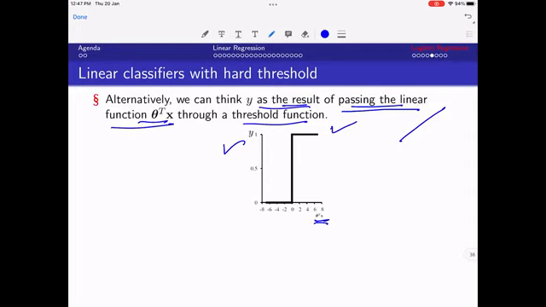So this is called a threshold function. If the argument is more than 0, where 0 is the threshold, y will be 1. Before 0, for argument values below 0, y will basically be 0. I think that was what we wrote. Yes.